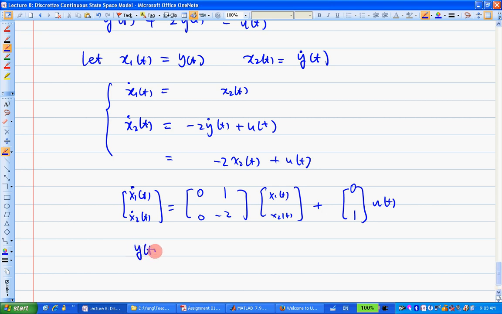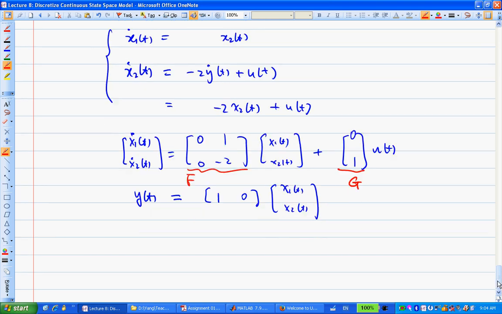And what about this output here? Okay, output is just x1 of t, so 1, 0, times x1 of t, x2 of t. Okay, so now we have this matrix according to our notation today. This is F, this is G here, right? This is F, this is G. Okay.